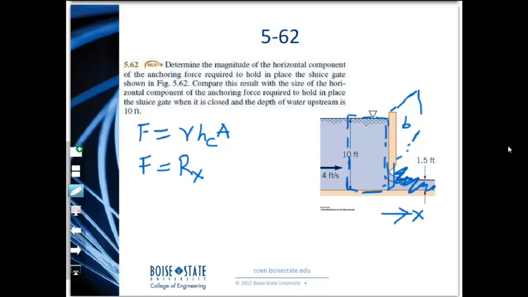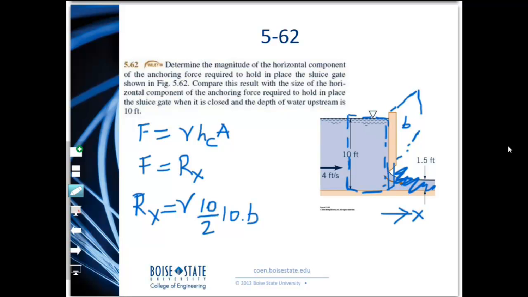Let's go ahead and do that. So Rx, which is nothing but F, will be gamma. The height of the centroid in this case is 10 over 2, so 10 over 2, and the area will be the height, which is 10, times b, which is your depth into the board here, or into the screen, I should say.